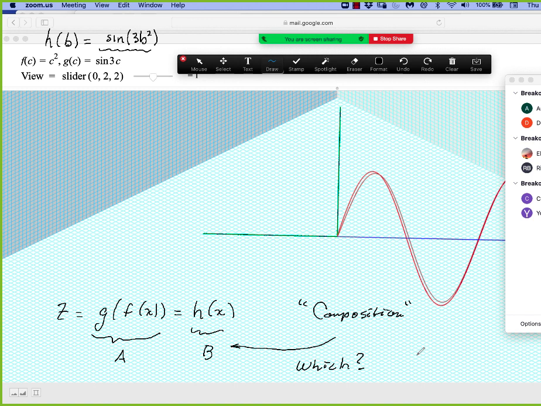Oh, I stumped you there. What do you think? Isn't it both? Yazra says both. So if they're both a composition, are they the same or are they different? I'd say the same, just represented in different ways. Okay. So if they're the same, how can I show that they're represented in different ways visually?